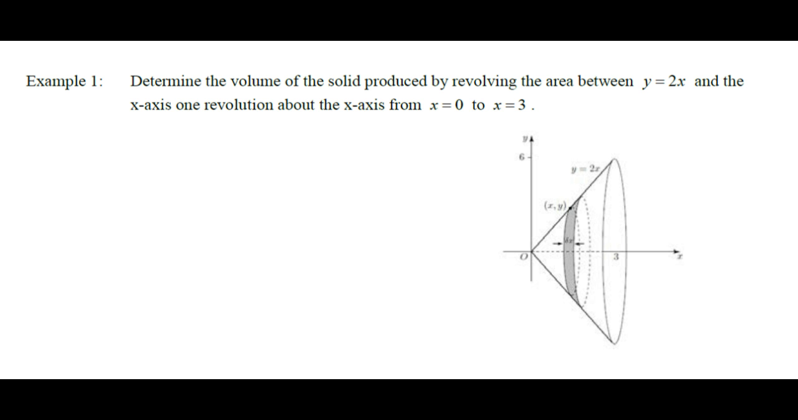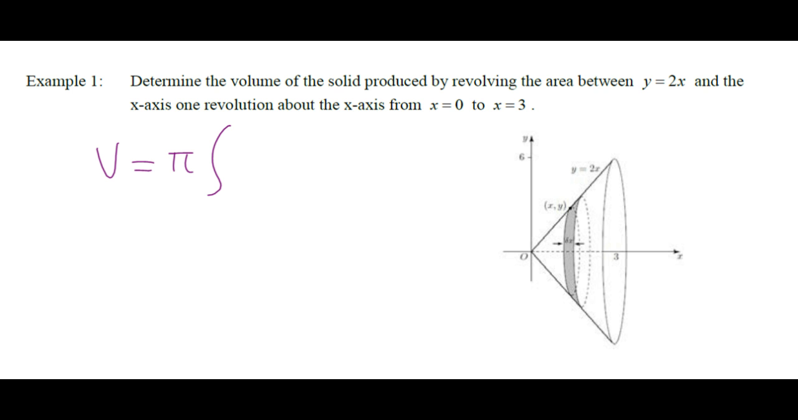So I stole this little diagram here, and so if we're going to do the volume of the solid produced by revolving the area between y equals 2x and the x-axis, so here's y equals 2x, and here's the x-axis, and here is our disk, or one of our disks, and we're going to go from 0 to 3. Then what we do is we start with the formula, which is on the bottom of your formula sheet, and looks like this. So V is equal to pi.